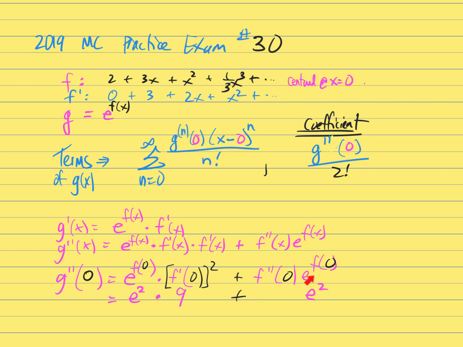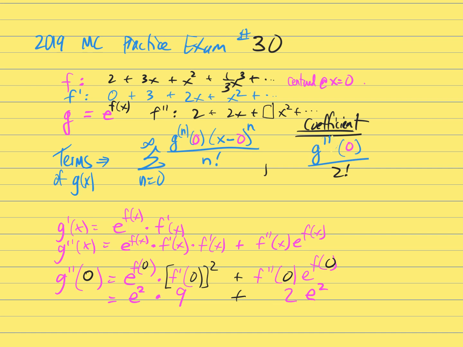And then for this term, we already know that f of 0 is 2, so we need f double prime at 0. So let's just find f double prime here in black. The derivative of f prime will be 2 plus 2x, etc., with always powers of x increasing. And f double prime of 0 will be 2 plus 0 plus 0 plus 0. It's just 2. So 2e squared.